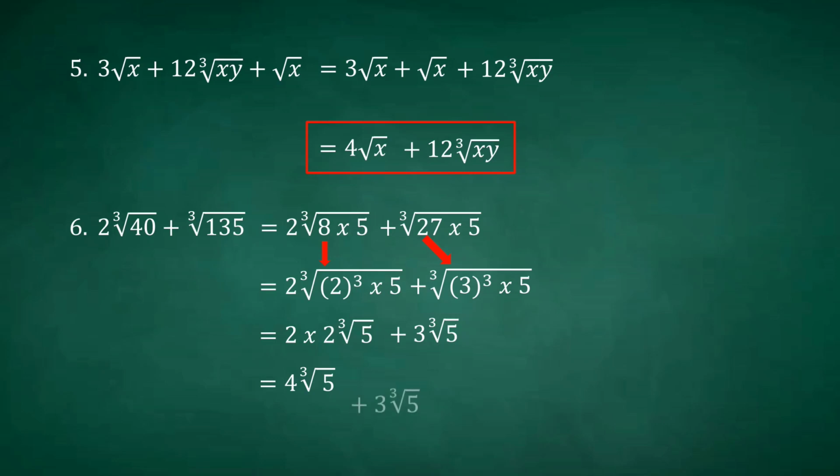Now since they have the same radical, we can add the coefficients. 4 plus 3 is equal to 7, and just copy the cube root of 5. So the final answer is 7 cube root of 5.